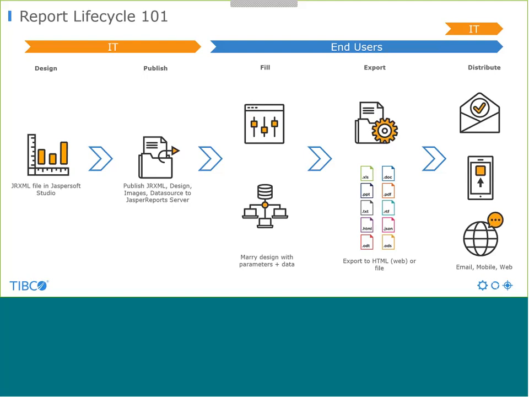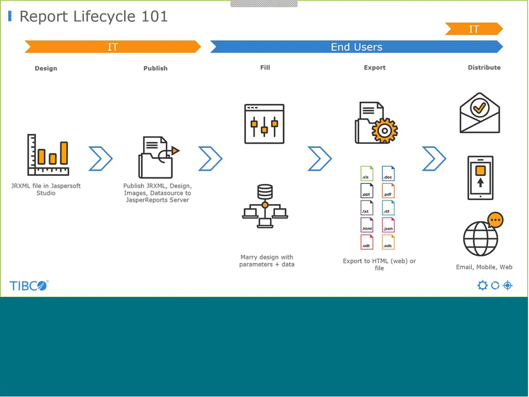When they actually click on the report, what happens is that you have this runtime capability where the JRXML file, the representation of the report, gets mixed with the data at the point at which the user requested it, and subsequently it generates a report, and then that report can be exported and it can be distributed.